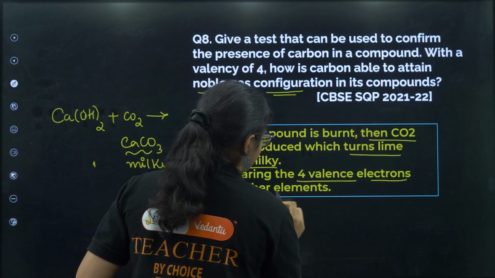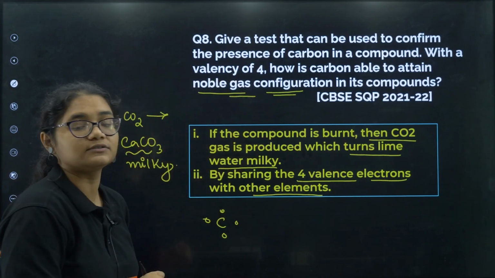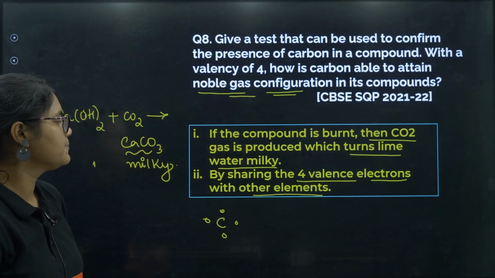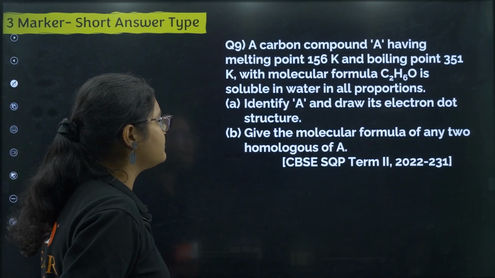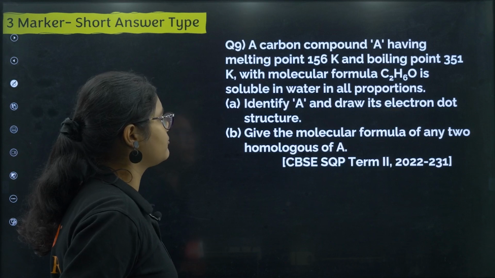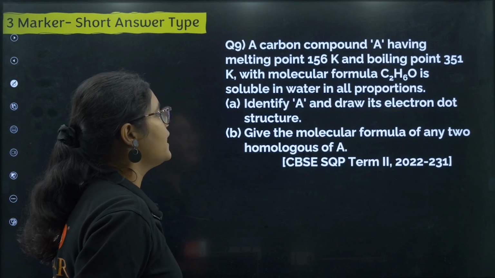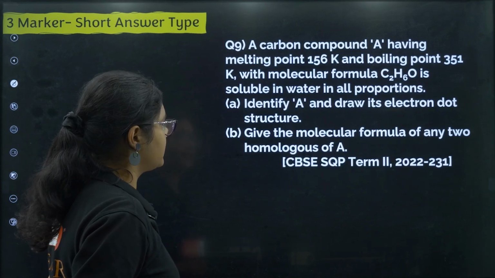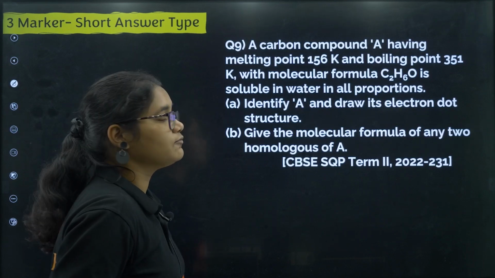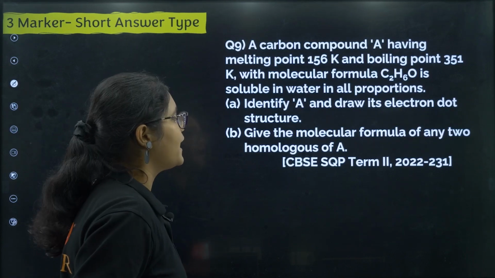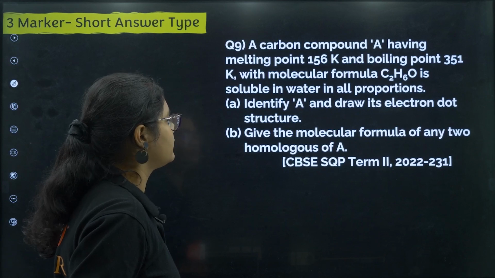By sharing of electrons with other elements. Next is your 3-marker type question here. A carbon compound A having a melting point of 156 Kelvin and boiling point of 351 Kelvin with molecular formula C2H6O is soluble in water in all proportions. Identify A and draw its electron dot structure.